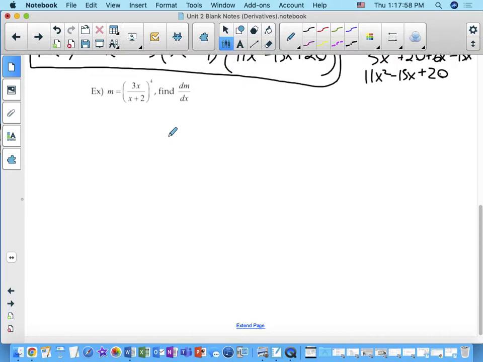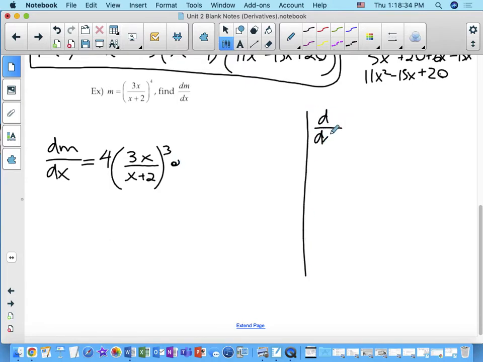So to find dm by dx, well, we have to take the derivative of the outer function first. Derivative of the outer function is 4 times (3x over x plus 2) cubed times, well, the derivative of this is, again, a little complex. So that's also something you may want to do off to the side. Okay, so if we were to do d by dx of 3x over x plus 2.